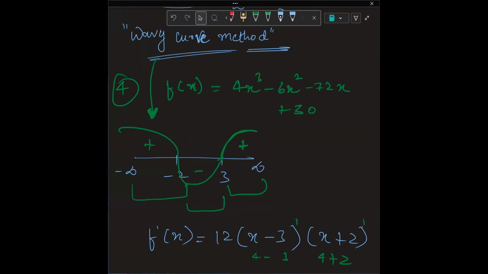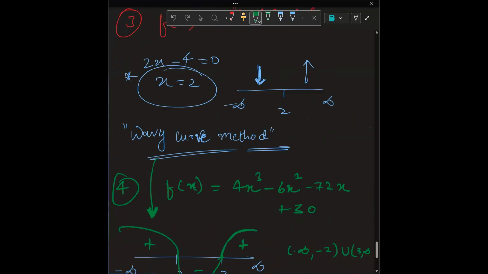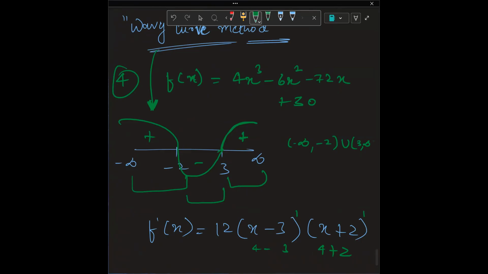ओके, सो ऑल ऑफ यू गॉट द आंसर. सबका आंसर सही है. एंड डोंट फॉरगेट टू राइट, लाइक if you have to write for the increasing, so आप increasing के लिए कैसे लिखोगे? Like for increasing you will write minus infinite to minus 2 union 3 to infinite. And for decreasing, this is for increasing and this is for decreasing.